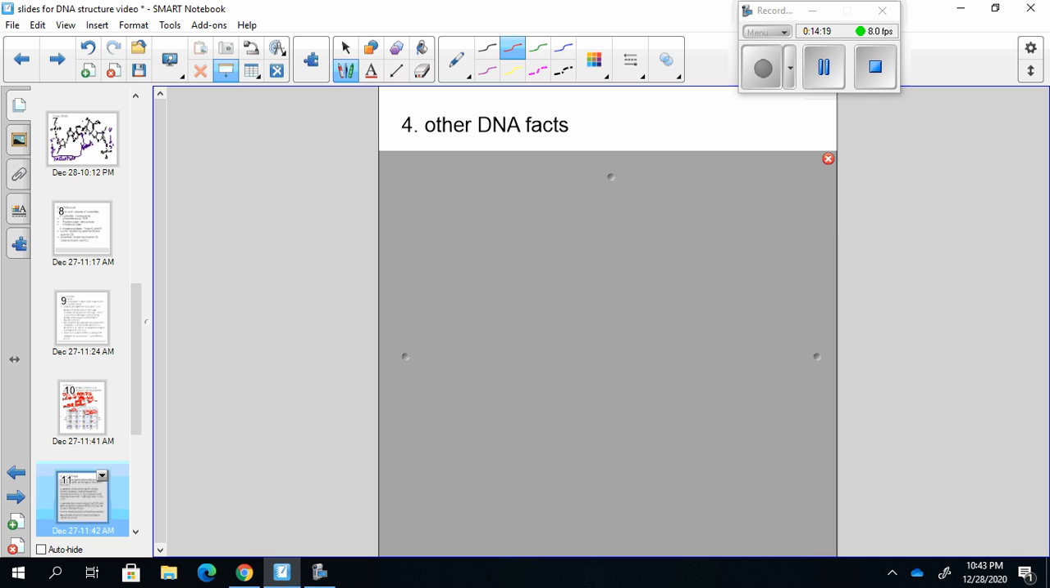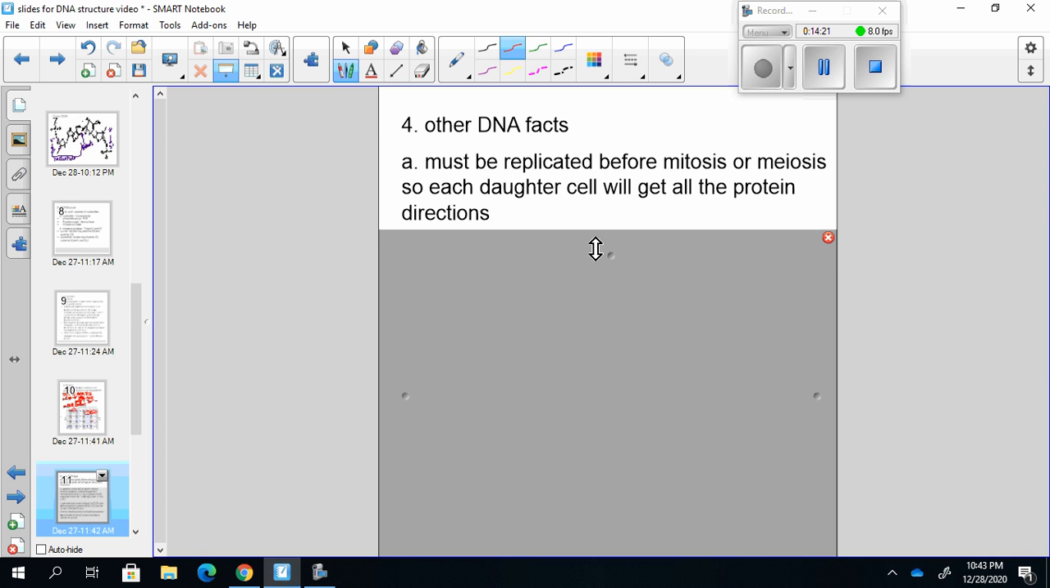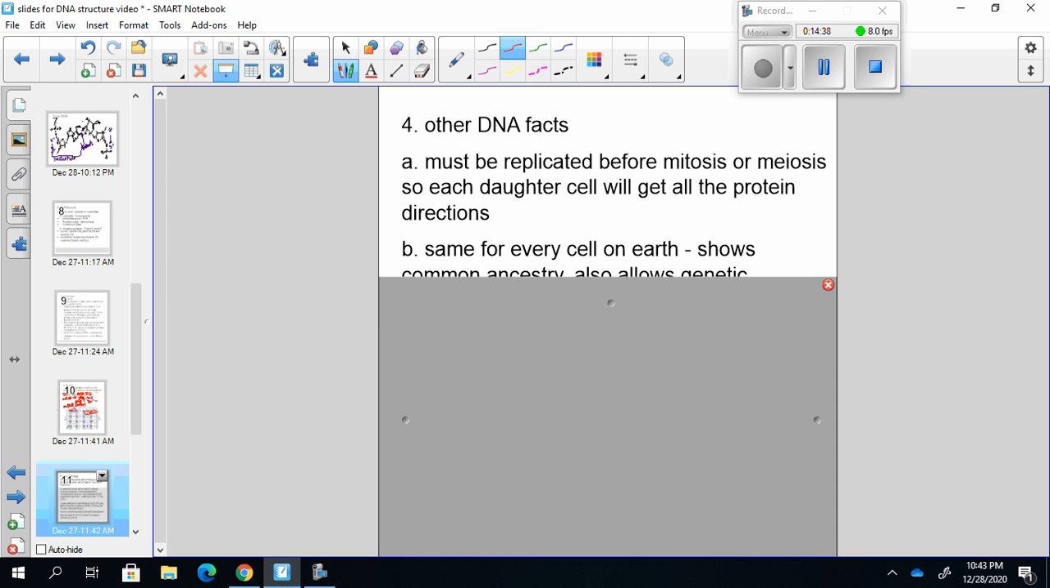All right, some more facts about DNA. First, you have to copy over all your DNA if you're going to make a copy of the cell. So if your cell is about to divide, if it's about to go through mitosis or meiosis, every daughter cell is going to need all the protein making directions. So you got to copy it. That's why S of interphase exists.